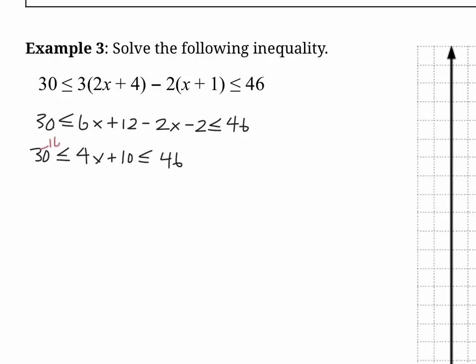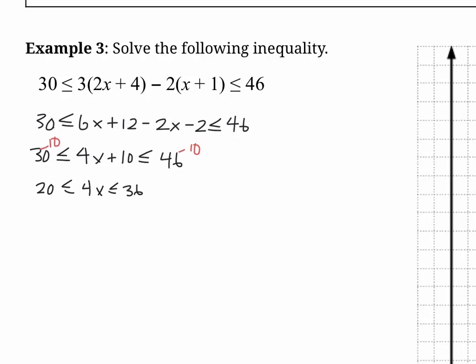Let's get rid of this 10. Our whole goal is to get x by itself, so we've got to do it to both sides. So we are going to have 20 is less than or equal to 4x is less than or equal to 36.